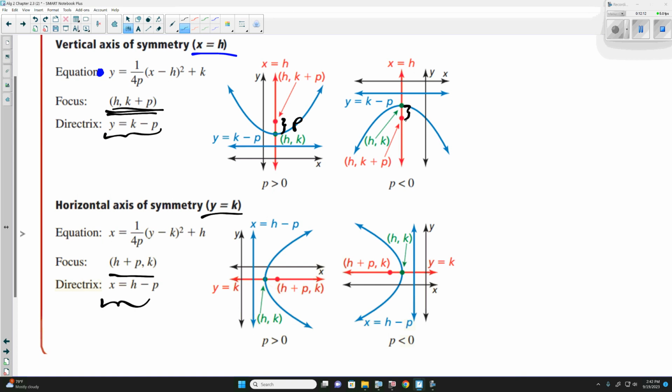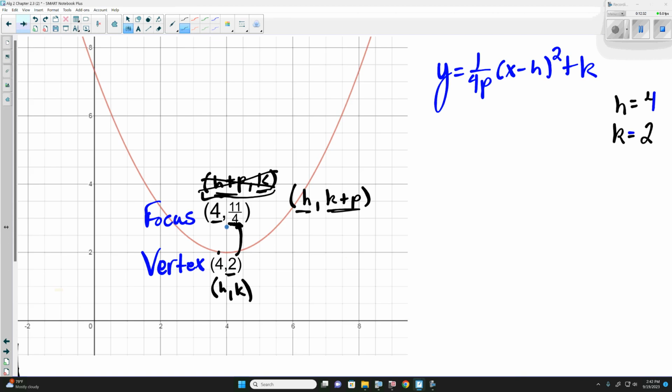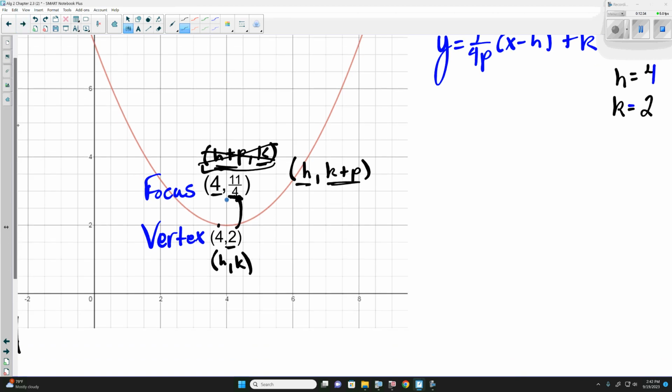And with our y equals, it's moving the focus straight up from the vertex, or straight up and down, which is our y. So we're adding it to the y or subtracting it from the y. But that subtraction is just because p is negative. On the other one, we're moving it to the left or to the right, so we're adding it to the x. That's why it works that way. Questions on this so far? Do we see how that works?